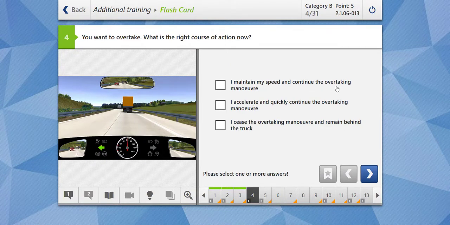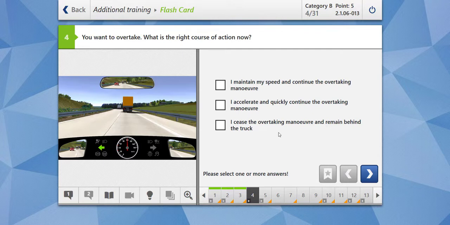I maintain my speed and continue the overtaking maneuver? No. You should not maintain your speed, because if you maintain your speed and continue the maneuver, what will happen? This red car is approaching at very high speed from behind you, so it can cause an accident. I accelerate and quickly continue the overtaking maneuver? No, this is also wrong because there is a curve coming in front of us. So we should not do that.